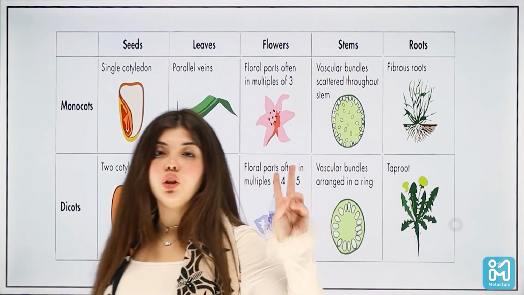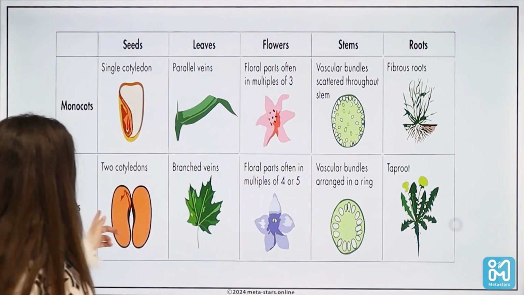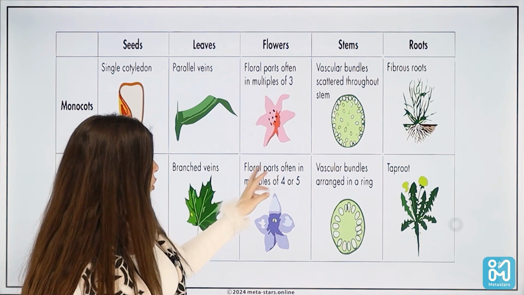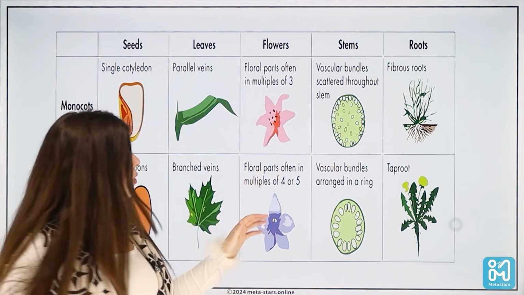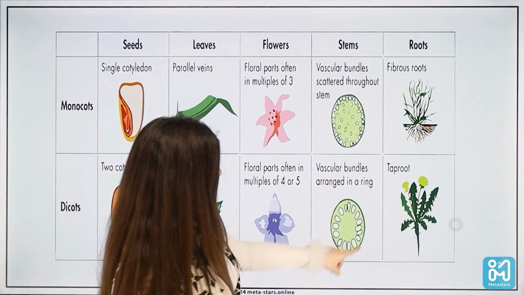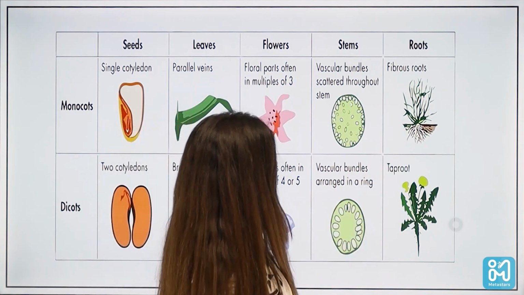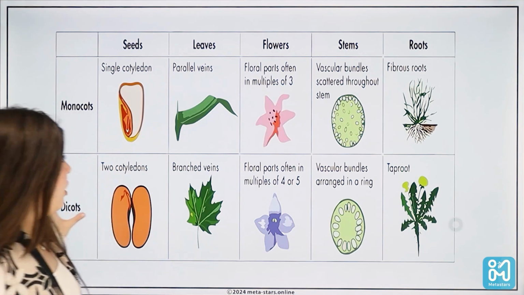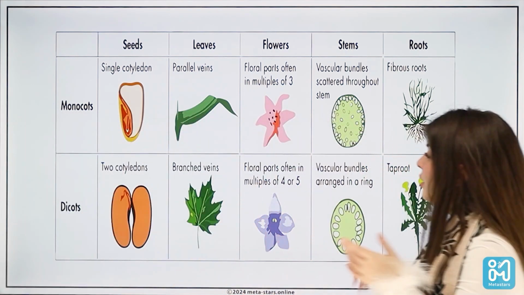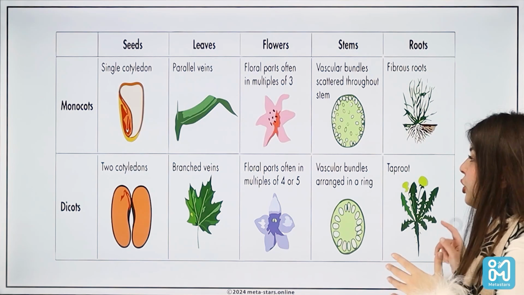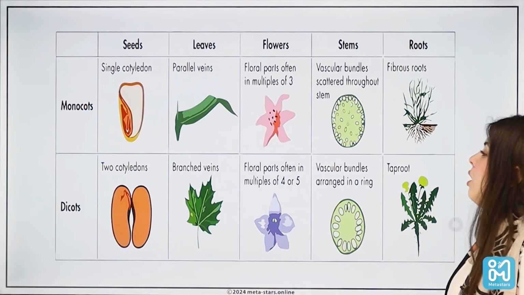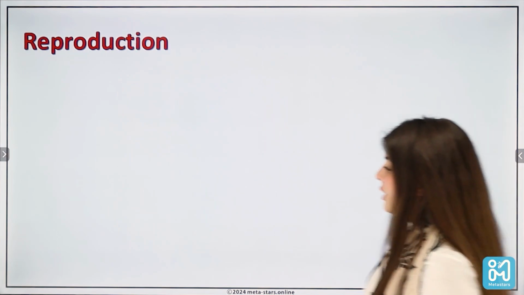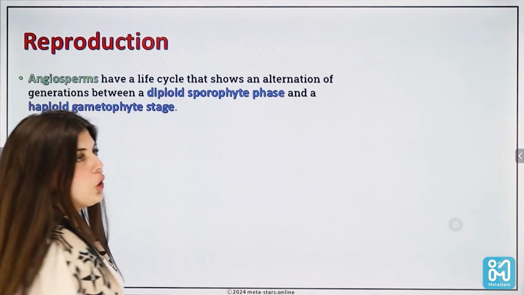About dicots, we have 2 cotyledons, branched veins, floral parts often in multiples of 4 or 5, the vascular bundles arranged in a ring, and they have a taproot. So these are the differences between monocots, with a single cotyledon, and dicots, with 2 cotyledons, in the angiosperms. Now let's talk about the reproduction of plants.